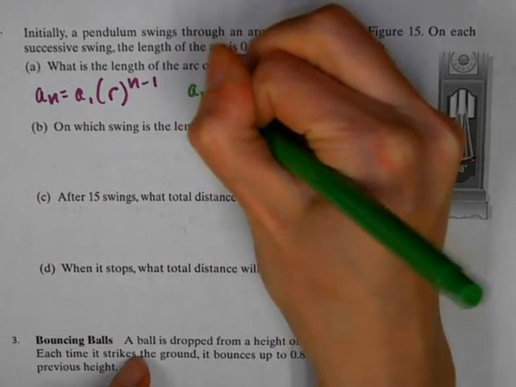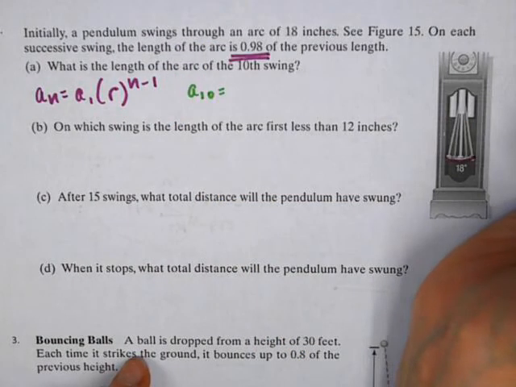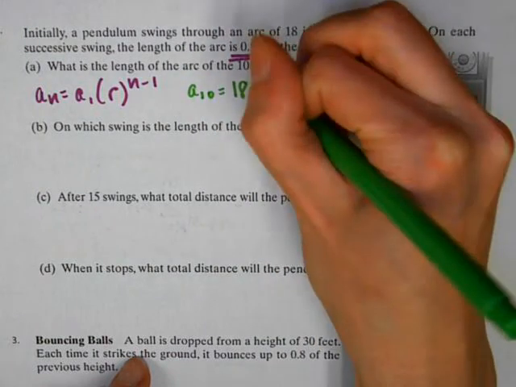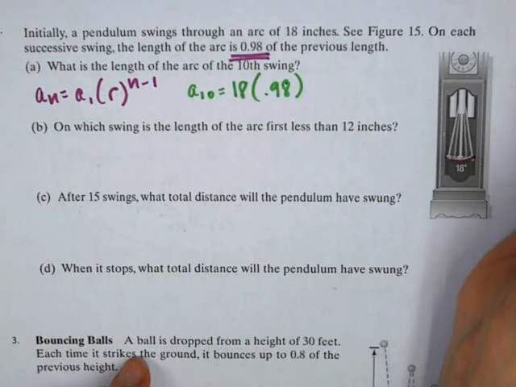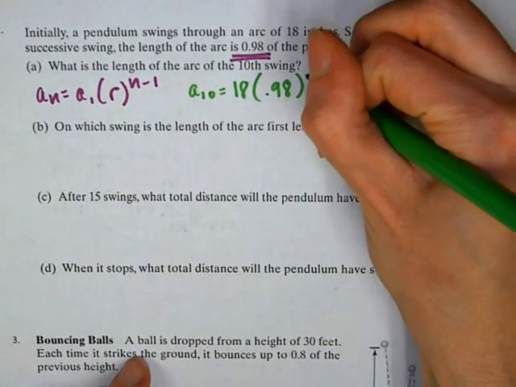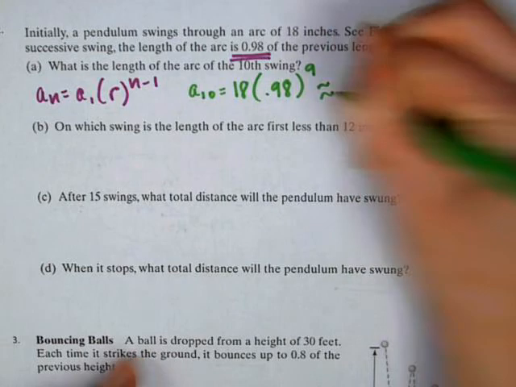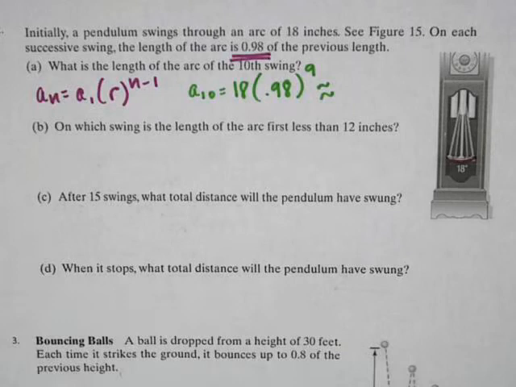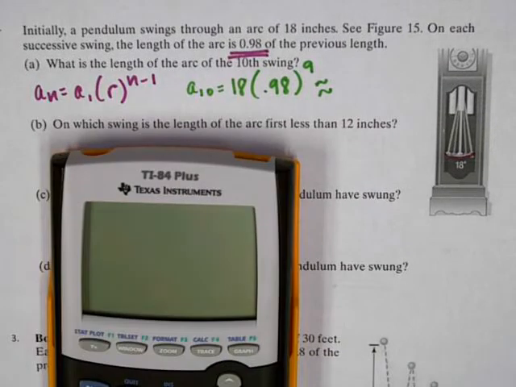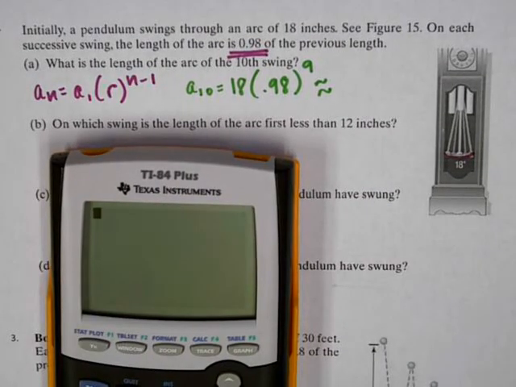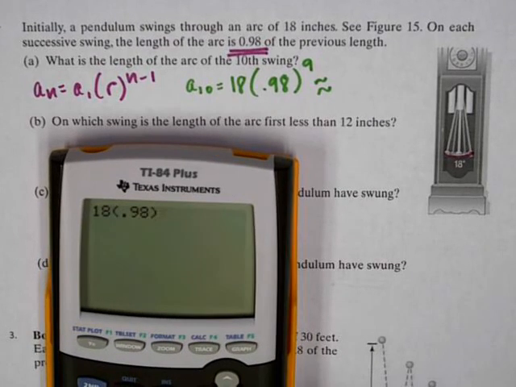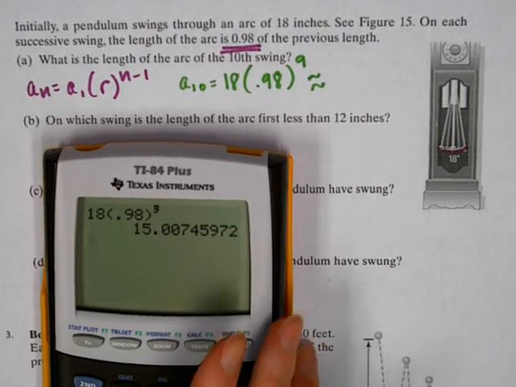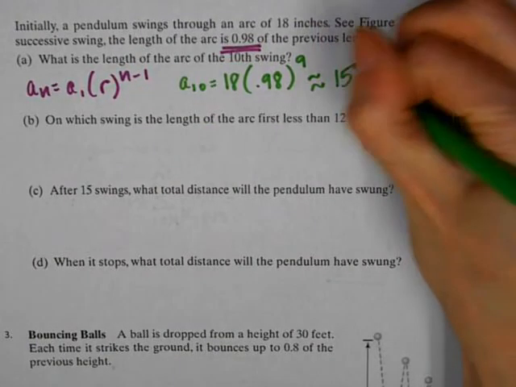So a sub 10 equals a sub 1, which would be 18. That's the starting arc. R would be 0.98, and n will be 10. So 10 minus 1, I'm just going to call 9. And then we can calculate that and see what we get. So 18 times 0.98 to the 9th power, you get about 15.007. So about 15 inches.